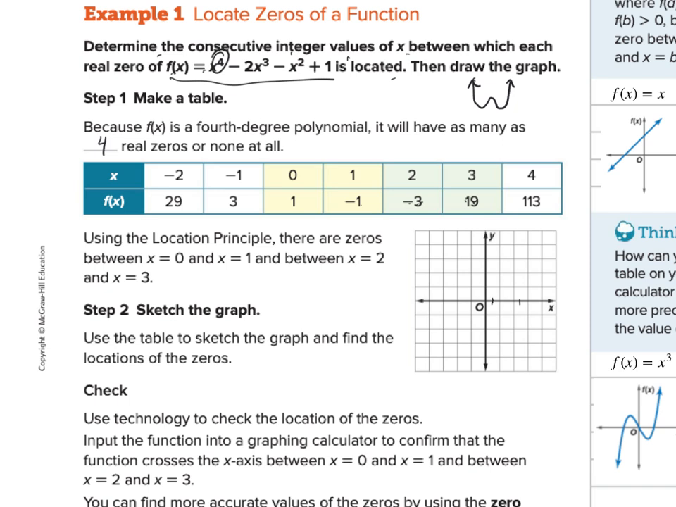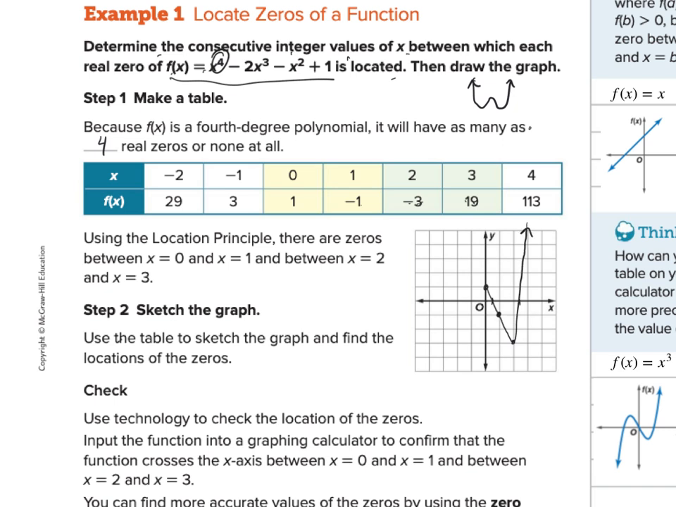And it says use the table to sketch the graph. So I know that when x is 0, I'm at 1. When x is 1, I'm at negative 1. When x is 2, I'm at negative 3. And then when x is 3, I am way up there somewhere. So I know it's just going to go up that way. So sketching this, it should look like that.